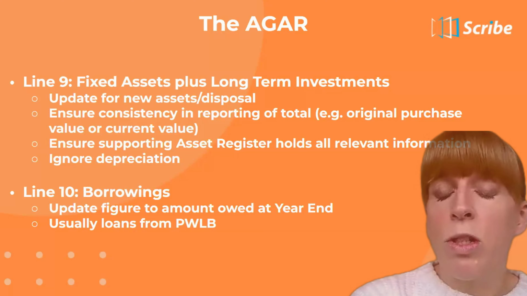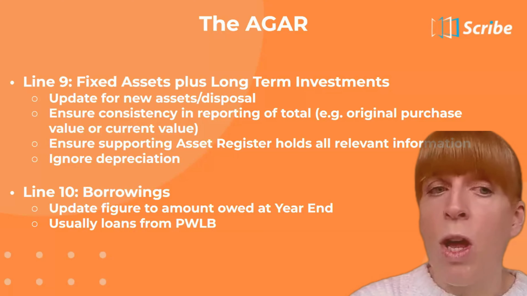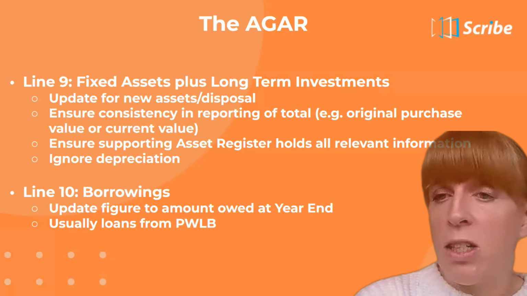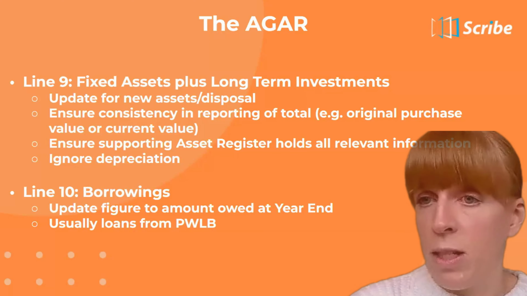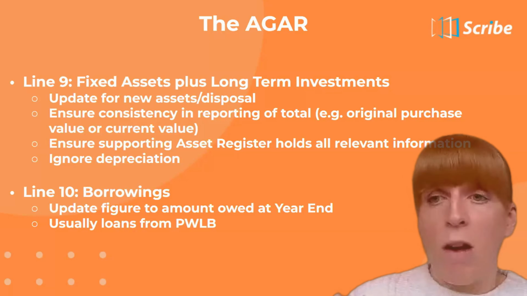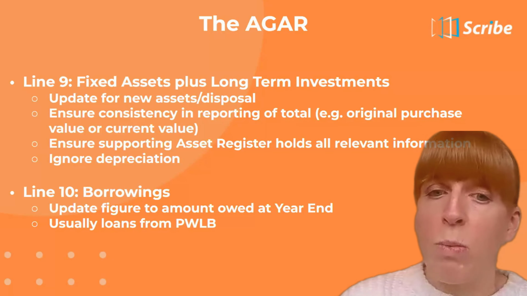Now, most councils just use the original purchase value. Whatever the asset was originally purchased for goes in as the total in box 9. The practitioner's guide doesn't actually specify the method to use, just that you need to be consistent and restate if you change your valuation method. So if you move to the current value, you'd obviously need to report on that and make sure the prior year was the same as well.